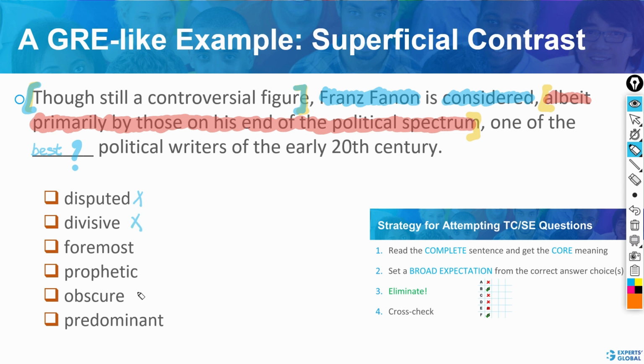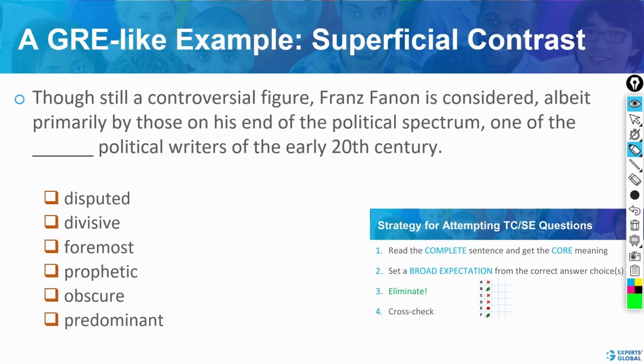Obscure, meaning abstract or difficult to understand, does not fit this context, nor does it match our broad expectation from the correct answer choice. Prophetic has a meaning on the lines of foretelling. This too does not fit the context and it does not match our broad expectation from the correct answer choice. Let's look at the remaining answer choices.